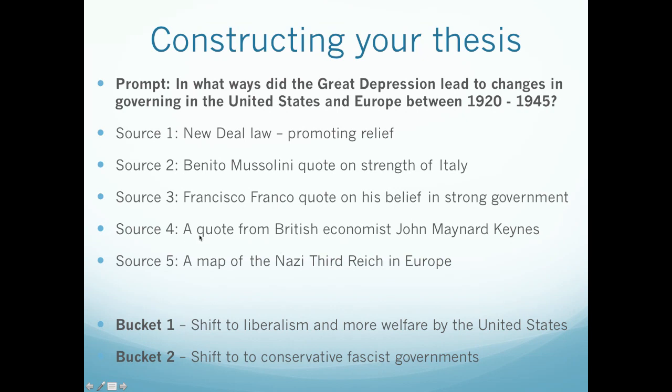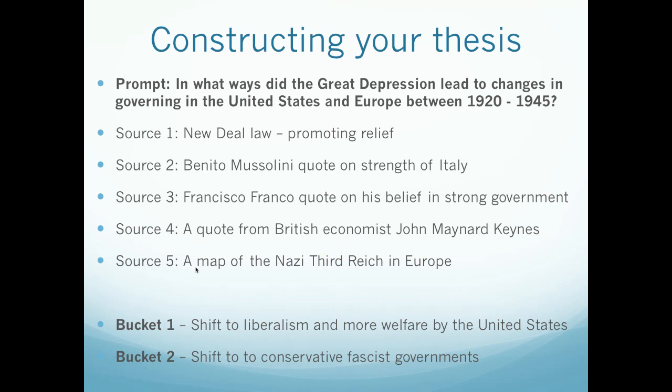And source four is a quote from British economist John Maynard Keynes, and Keynes promoted deficit spending, which was part of the things that the United States used in their shift to battle the Great Depression. And then source five, a map of the Nazi Third Reich in Europe. Now notice one of the five sources is not going to be a quote. It's going to be a non-text source. That's what the College Board has told us.